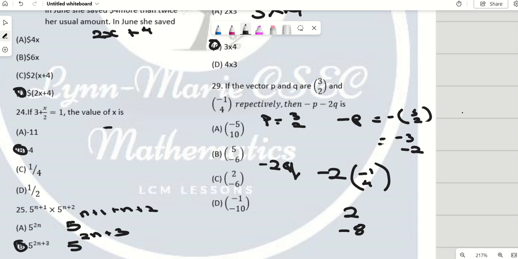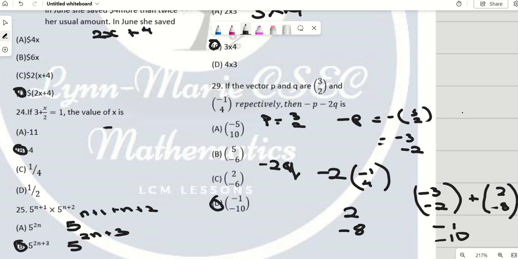So now you do each part: -P, and then we have -2Q. What is that equal to? It is (-3, -2) plus (2, -8). -3 plus 2 is -1, and -2 plus -8 is -10. So the answer is D.